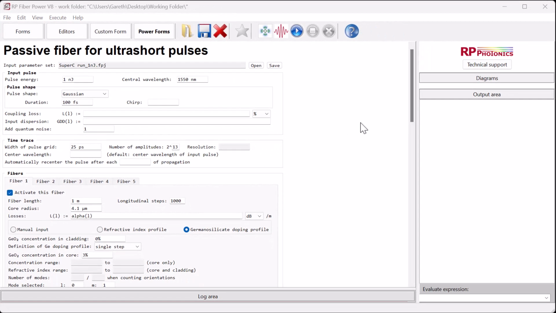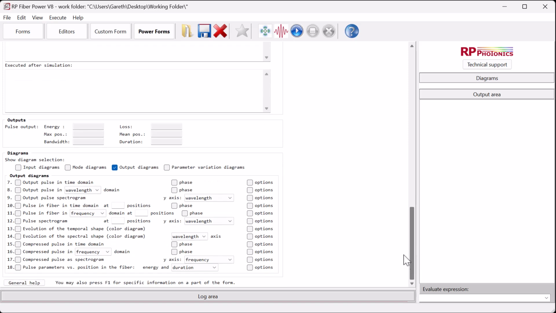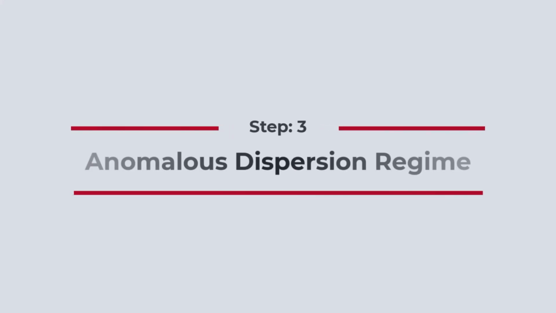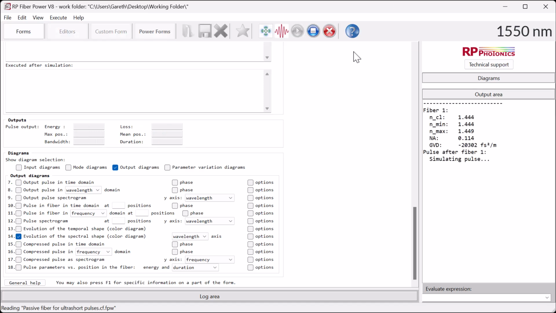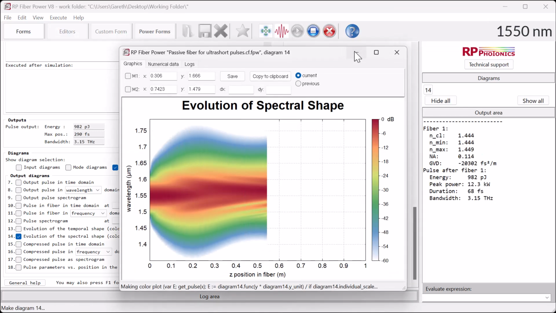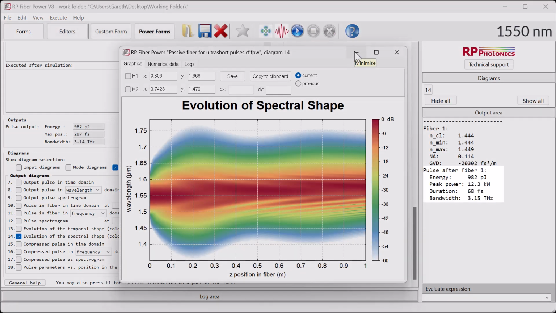Now that our system is set up, we can select our output diagrams, with the most interesting being the evolution of spectral shape diagram. Now we are ready to run the simulation. We can now see that at a peak power of around 12 kilowatts, we already get substantial spectral broadening.